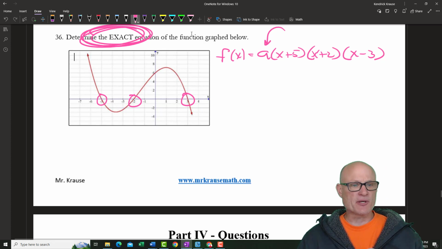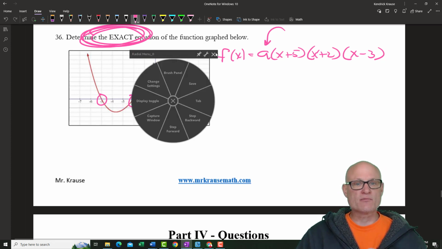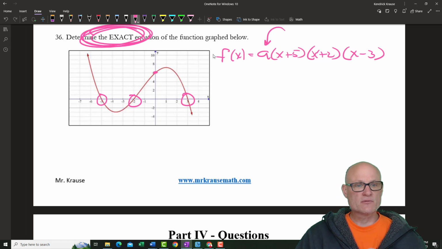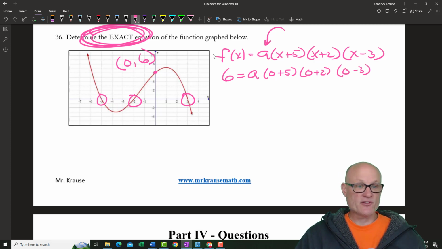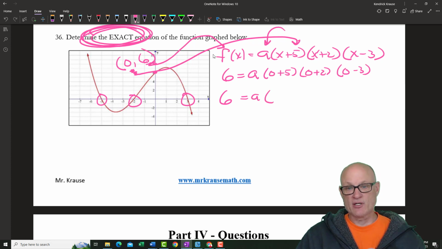So what I'm going to do is I'm going to pick a point that's easy, like this point right here. I'm going to use this y-intercept. That point is 0, 6. In other words, the y value is 6, but the x value is 0. So a, 0 plus 5, that's just 5. 0 plus 2, that's just 2. And 0 minus 3. Again, this is my x value. I'm plugging it in for x. This is my y value. I'm plugging it in for y. So I get 6 equals a times, well, 5 times 2 is 10, times 3 is negative 30.